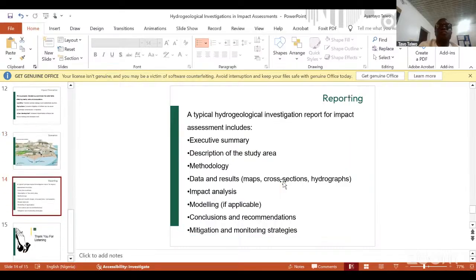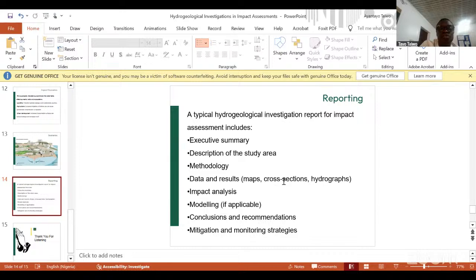So, of course, no investigation can be complete if you don't have a report. So, what do we expect in a report? We expect you to describe the study area, the geology. We expect you to give us the methodology. Then we expect you to give us your data and results, maps, cross sections, hydrographs, impact analysis. The impact analysis is okay, fine. This is what we have discovered. This is our impact analysis. What I didn't put here is a mitigation for what we have rated as our impact so that we'll be able to properly mitigate against that.